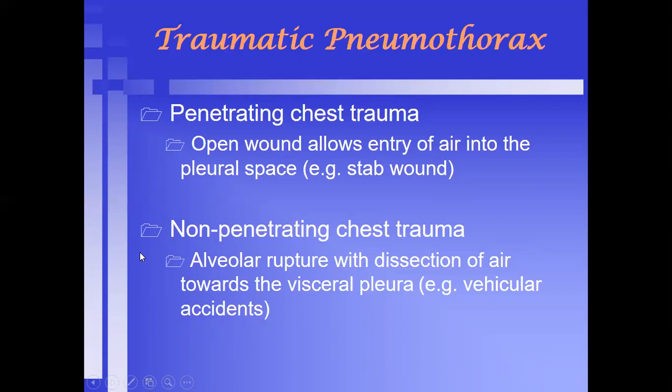Your non-penetrating chest trauma is due to alveolar rupture with dissection of air towards the visceral pleura, such as what happens when you have vehicular accidents. So when you have a vehicular accident leading to your blunt force trauma, this leads to sometimes rib fracture, sometimes compression of the lung parenchyma, leading to your alveolar rupture and pneumothorax.